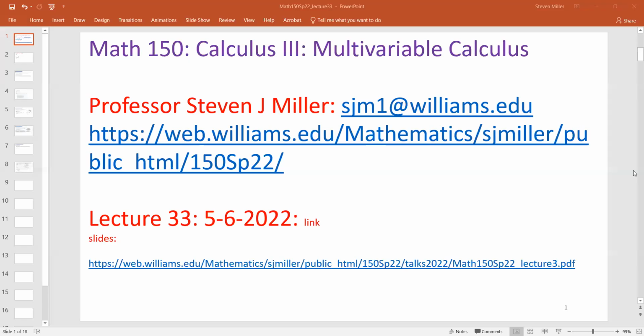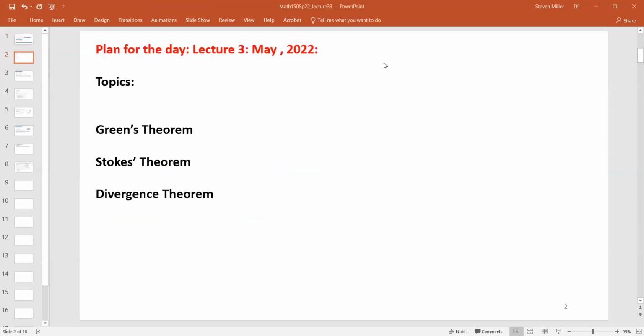What I want to do today is talk a little bit about Green's theorem. Green's theorem is one of the gems of multivariable calculus. It's got several different close cousins. There's the Stokes theorem, there's the divergence theorem.